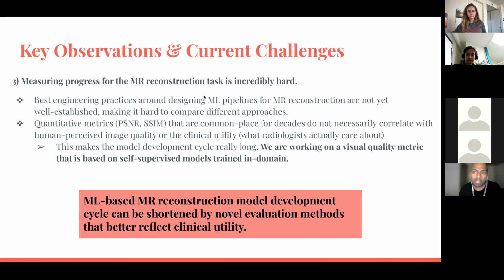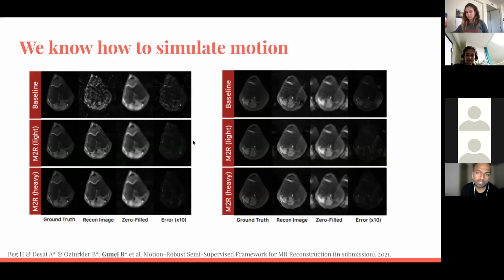Sorry, what is light versus heavy in the previous slide? Yeah, that's a good question. I didn't go too much into the details yet. Essentially, the way we're simulating motion is by introducing phase errors in k-space. The amount of translation you're introducing is something we set as a parameter. If it's small, then it's light motion, and if it's large, it's heavy motion.